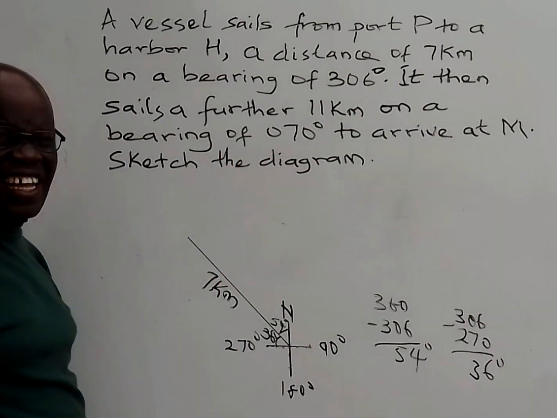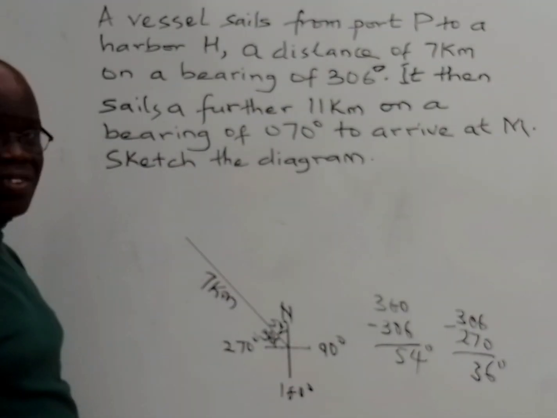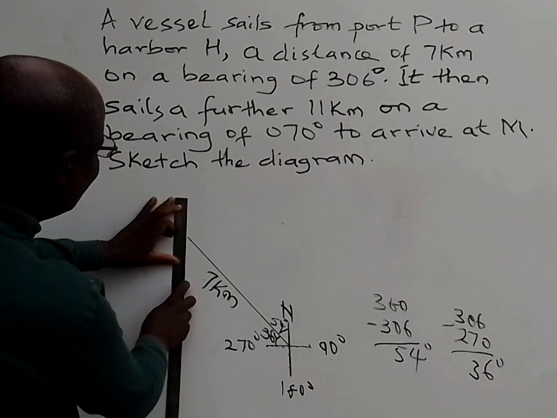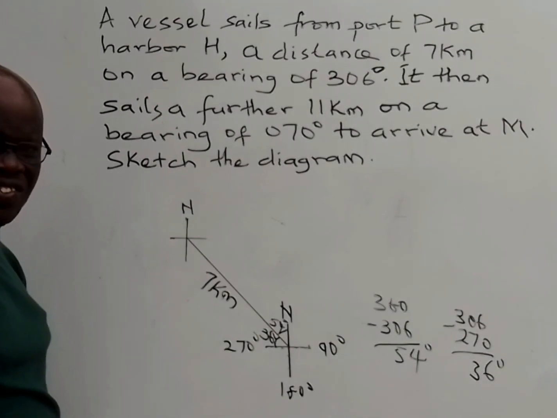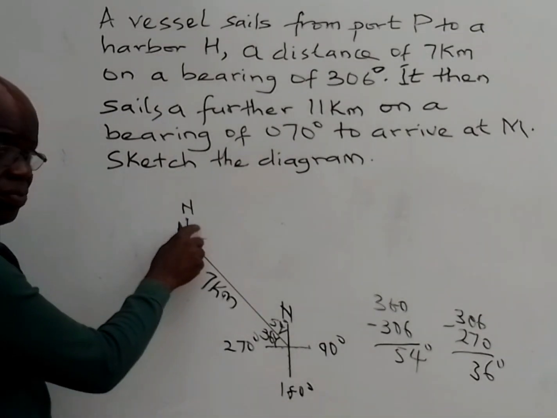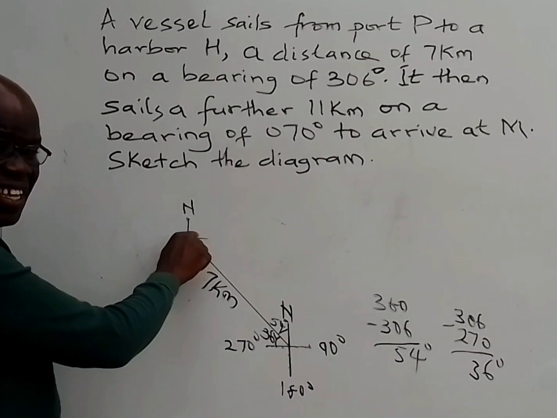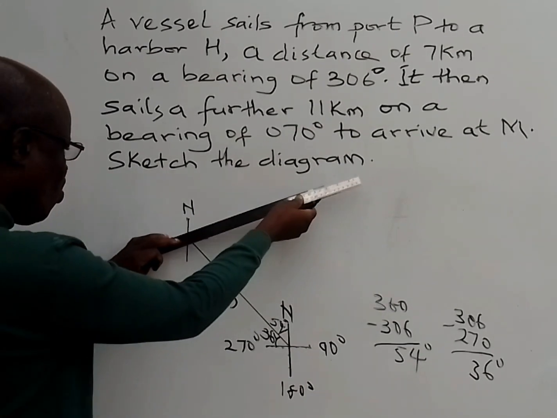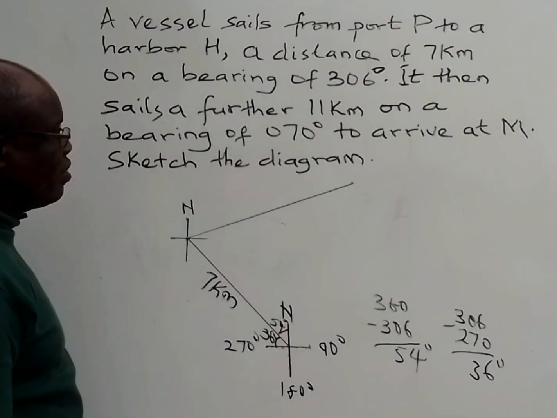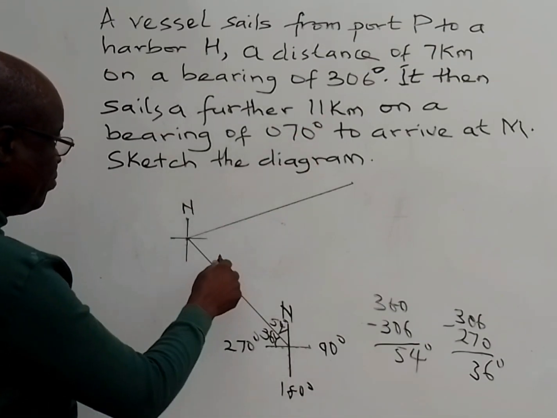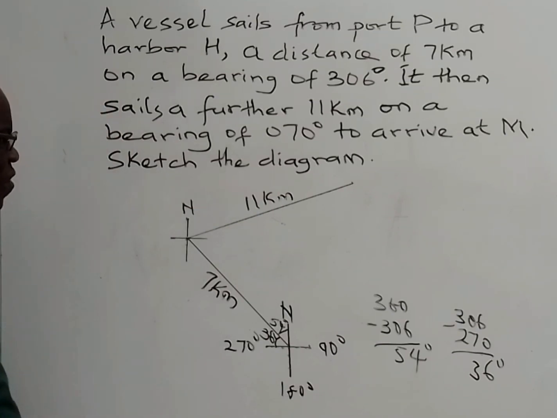It then sails a further 11 kilometers on a bearing of 70 degrees to arrive at M. So where you stop here, draw another cardinal point. Always start from the bearing, 70. So don't forget that this is a right angle, which is 90 degrees. So you measure from here to somewhere here, you measure 70, and then you draw, and this should be 11 kilometers. Okay, to arrive at M. So this is M.